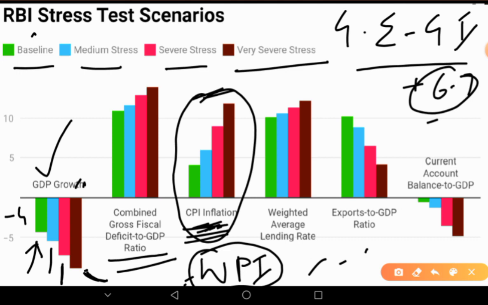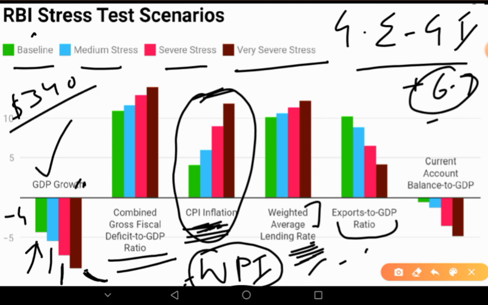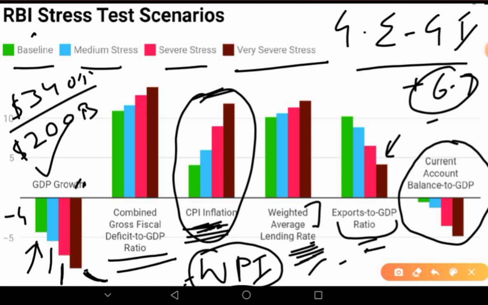After that, this is the weighted average lending rate. So you can see by the term, it's the lending rate, and weighted average is a statistical term. And this is again the export to GDP ratio. Let's assume that the export of India is $340 billion and the GDP of India is, let's say, around $200 billion. So that ratio is known as the export to GDP ratio. In severe stress, what we are seeing is the export to GDP ratio is declining. Okay, so what that means is we are exporting less. It will decrease when the denominator is higher and the numerator is decreasing. So less export is always bad for any economy. Current account balance to GDP will eventually become negative if our export to GDP ratio is going bad.